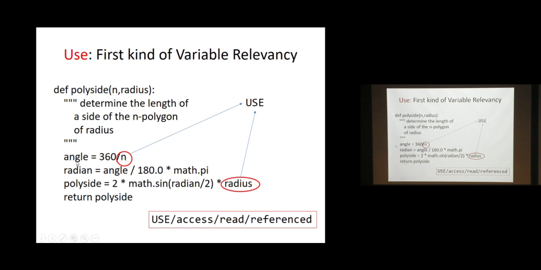When I look at this statement here, 360 divided by n, I'm using n. I want to know what is the value of n. So that's a use. Make sense? I look at this statement here. I want to times radius. I'm using the value of radius. So these are the uses.